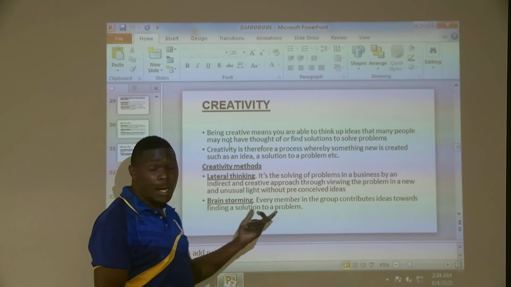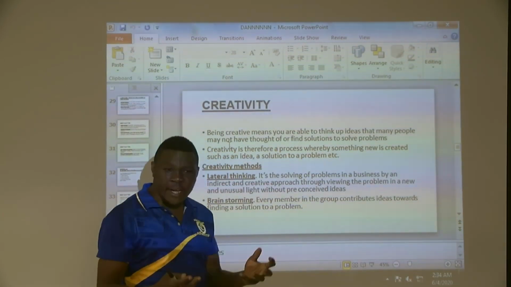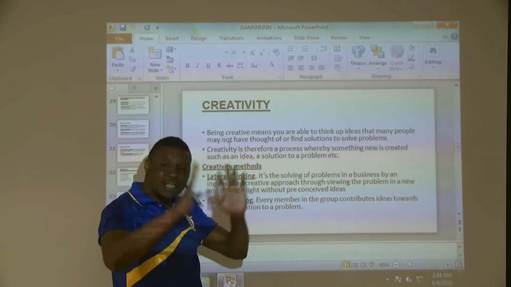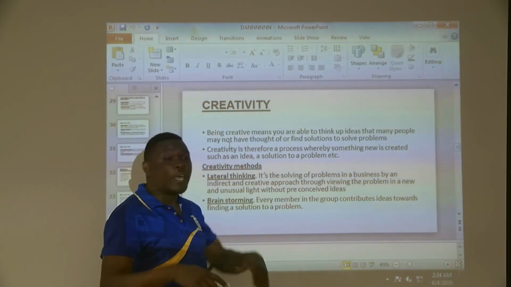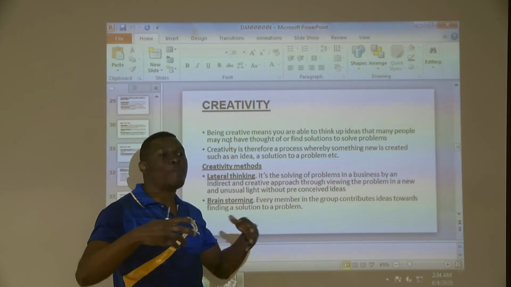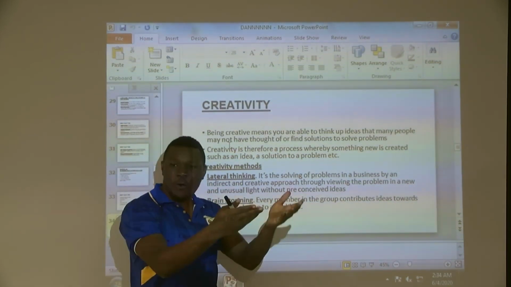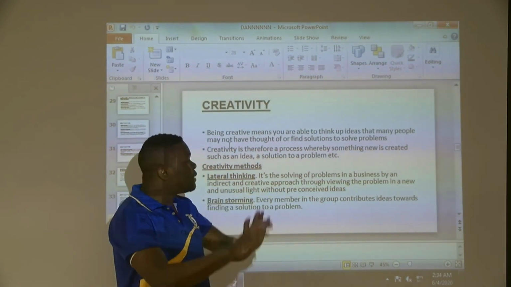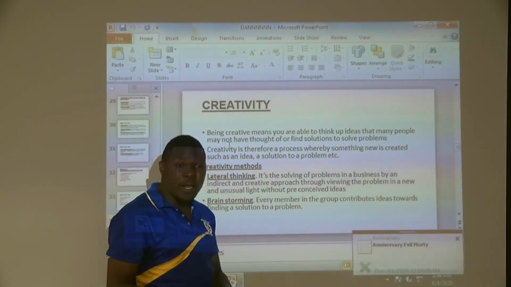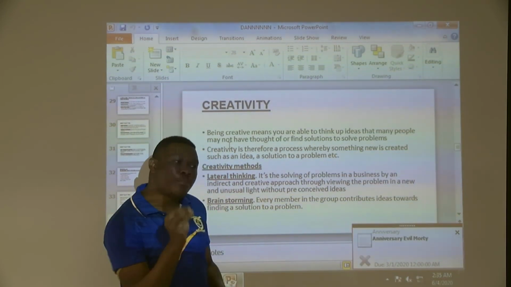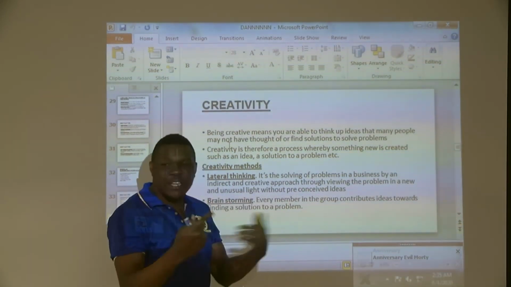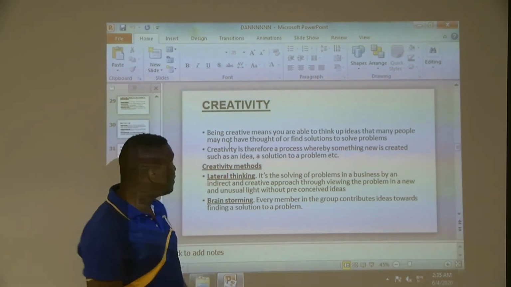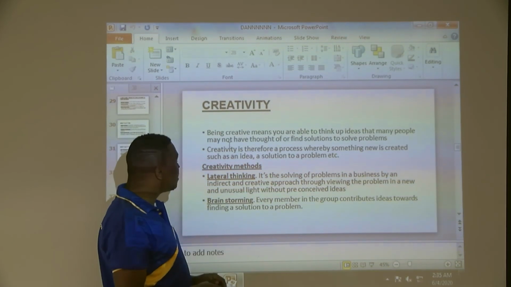Two, they are saying it's the process whereby something new is created, such as an idea or a solution to a problem. You create an idea or you create a solution to a particular problem in the community. But in this case, we are looking at entrepreneurship. Entrepreneurs are those people that look for solutions to the needs of the community members. Whenever there is a need in the community, you sit as a business person or as an entrepreneur and you think, what can you offer those people that they really need in that particular society?